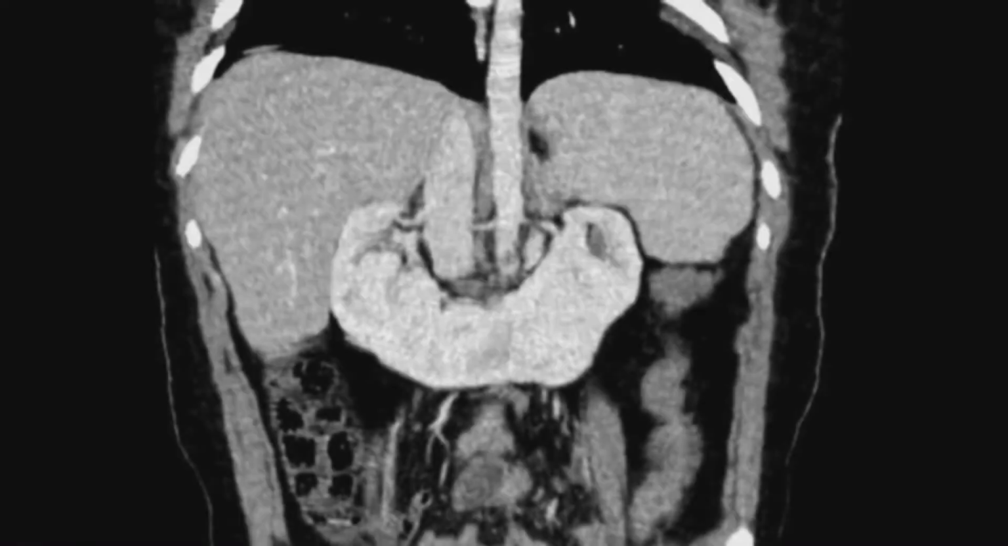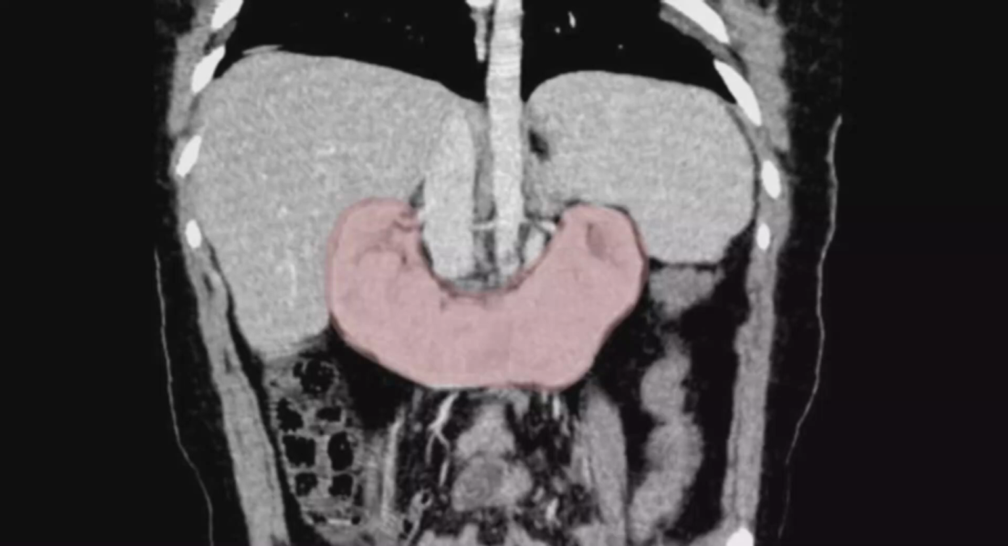Here's an example of a horseshoe kidney. This is a CT scan showing the left and right kidney fusing over the great vessels.